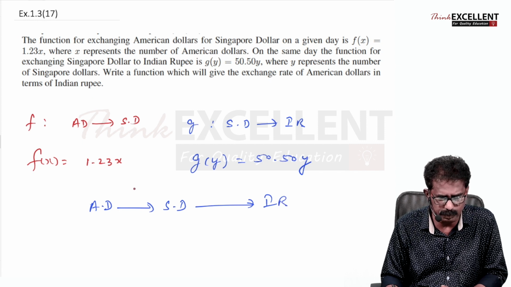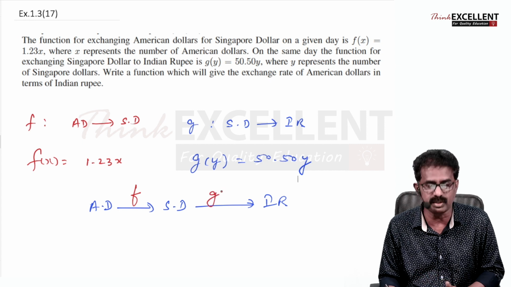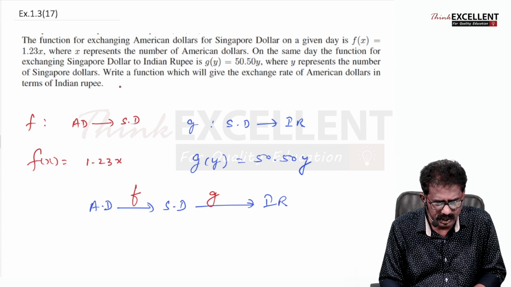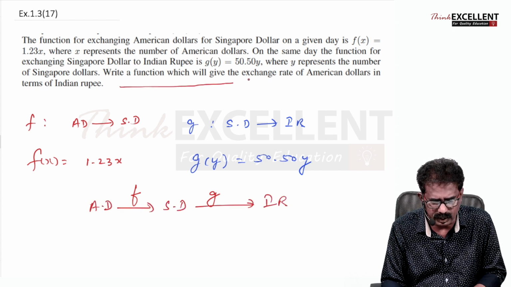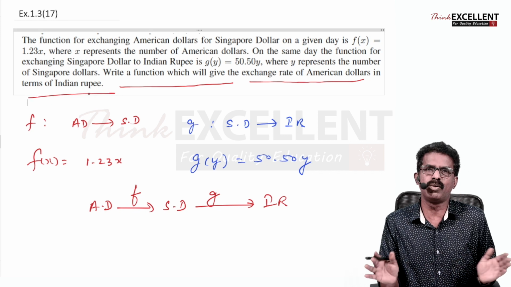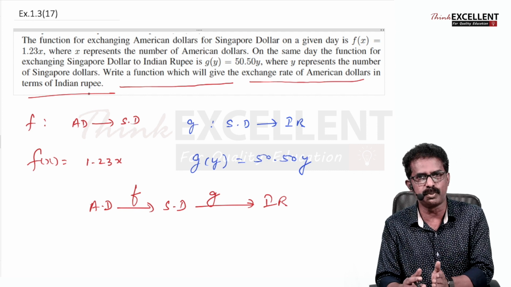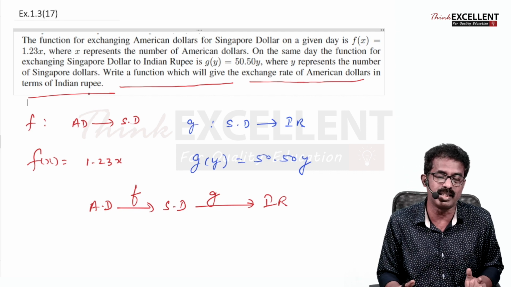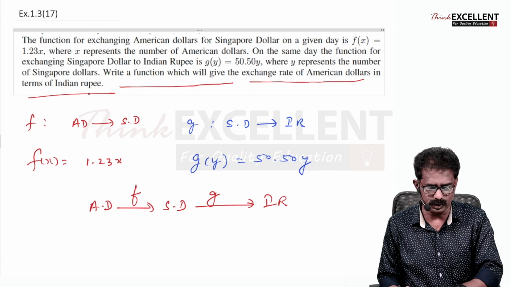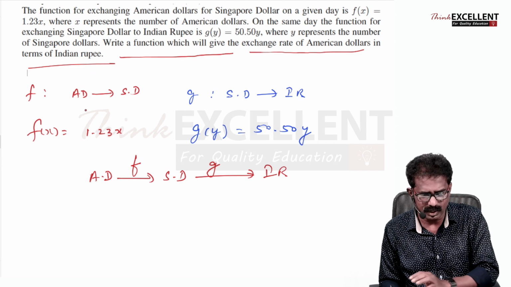American dollar to Singapore dollar, we have to use the function F. Singapore dollar to Indian rupee, you have to use the function G, right? What they asked here, write a function which will give the exchange rate of American dollar in Indian rupee. So directly we want to convert. This is one way, American dollar to Singapore dollar, then Singapore dollar to Indian rupee. Now we want a function which converts directly American dollar to Indian rupee. So how to do that? The main problem is American dollar to Indian rupee.